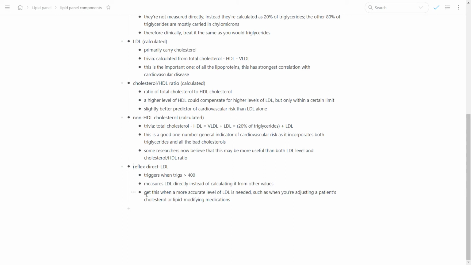So you're going to want to get this when a more accurate level of LDL is needed, such as when you're adjusting a patient's cholesterol modifying medications or lipid modifying medications. And we're going to talk about these in just a moment.